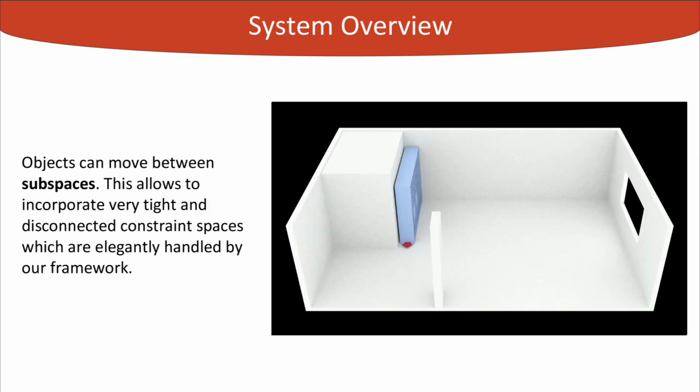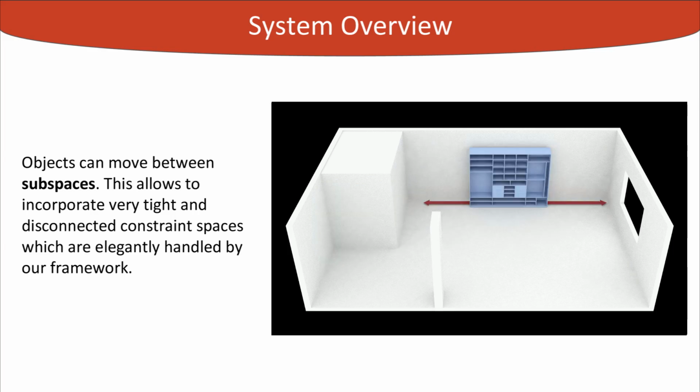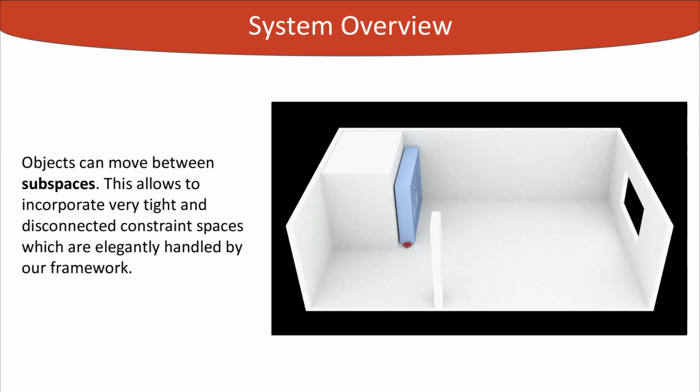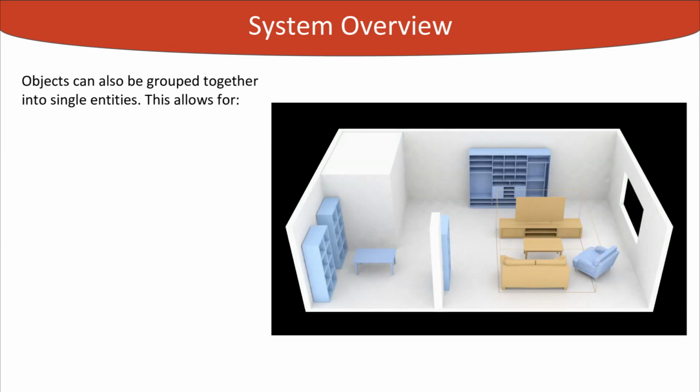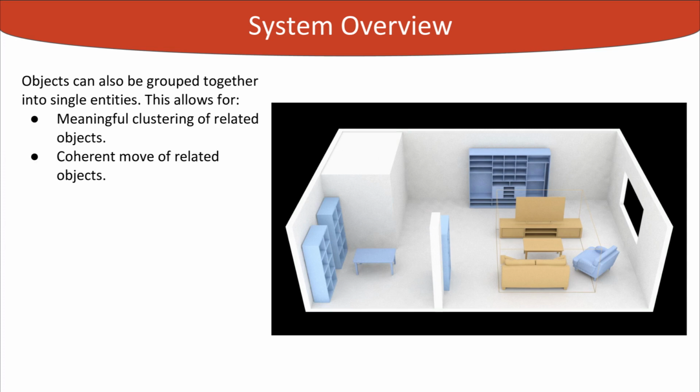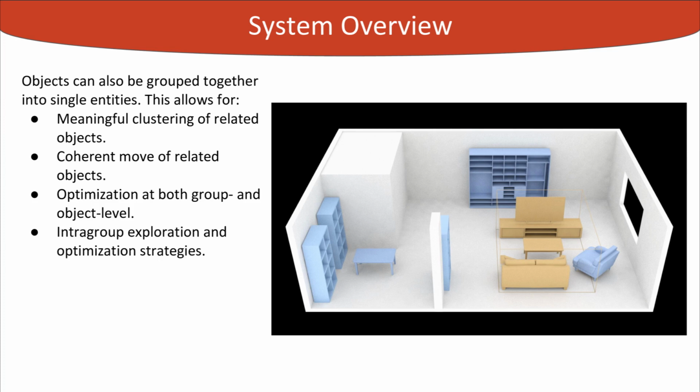Subspace intervals in particular allow us to incorporate very tight and disconnected constraint spaces and are supported in our framework. This is a key aspect of constraint engineering in interior design. The designer needs an easy way to describe disjoint subspaces for the objects. This could be the different rooms of an apartment or the walls on which a cupboard can rest. Objects can also be grouped together into single entities. This allows for meaningful clustering of related objects, coherent move of related objects, optimization at both group and object level, and intra-group exploration and optimization strategies.